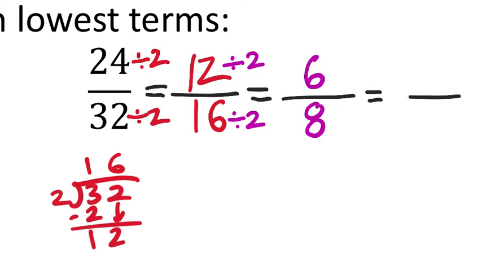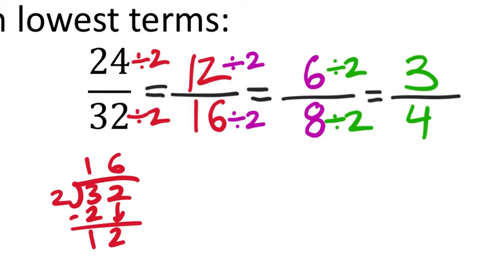Well, again, we should check. Can these be simplified? Yeah. 6 can be divided by 2 still, and 8 divided by 2 also. 6 divided by 2 is 3. 8 divided by 2 is 4. And now my final check. Can this be simplified? 3 is only divisible by 3 and 1, where 4 is not, so automatically this is not simplifiable. If one of the values was a 1, it's automatically simplified, by the way.